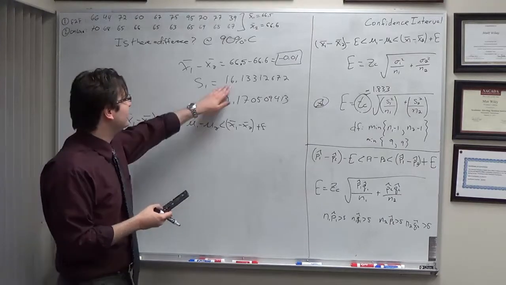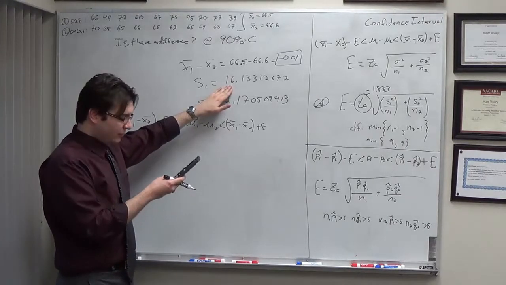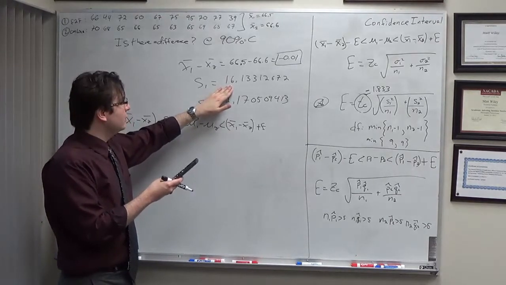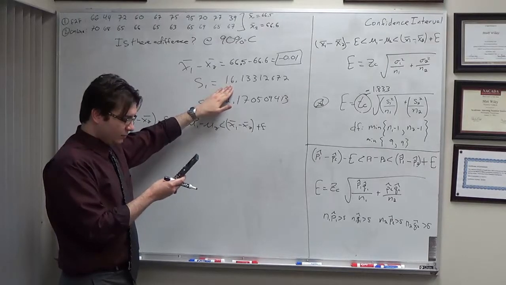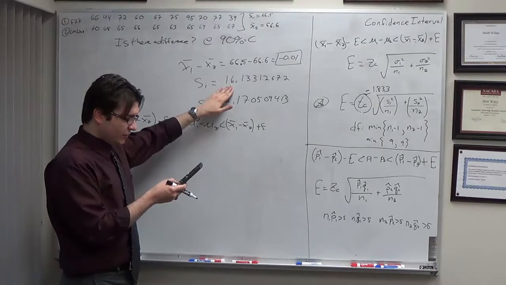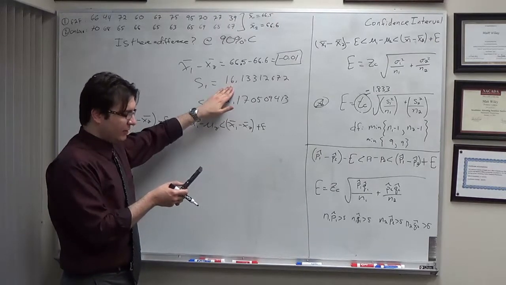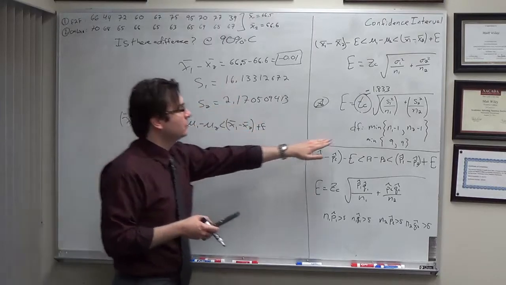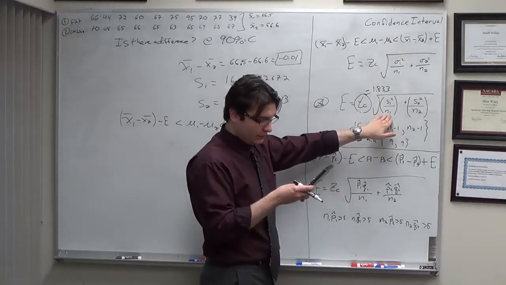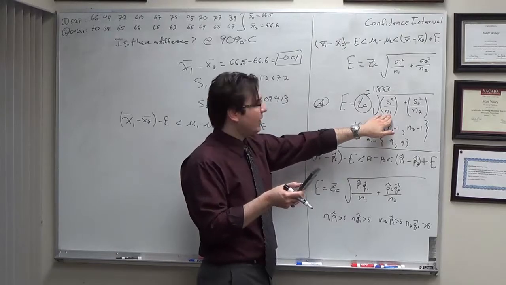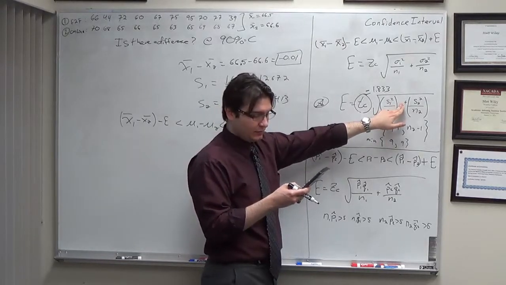On the top I have S1, that is 16.133 12672. Close parentheses, quantity squared. On the denominator of that I have 10, because there are 10 people in the first group. Go to the side of this, type in a plus.